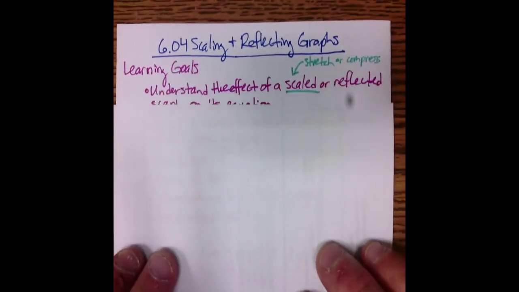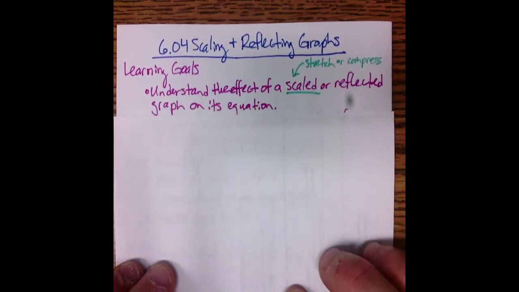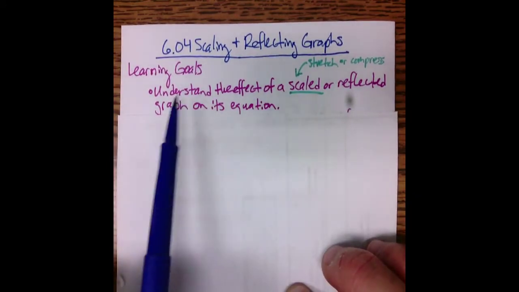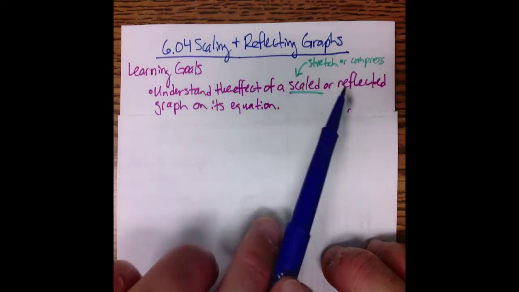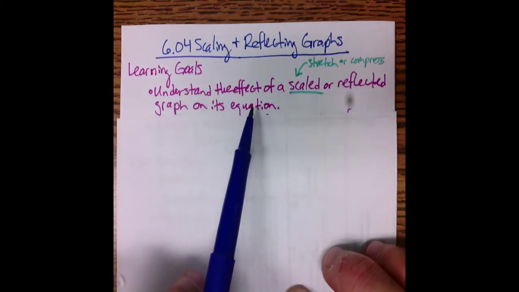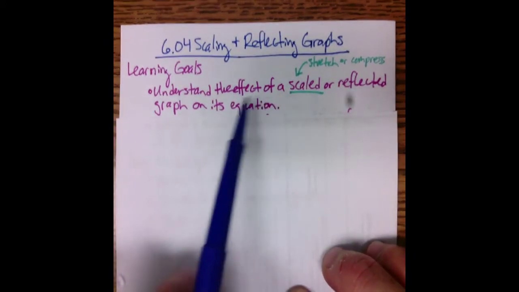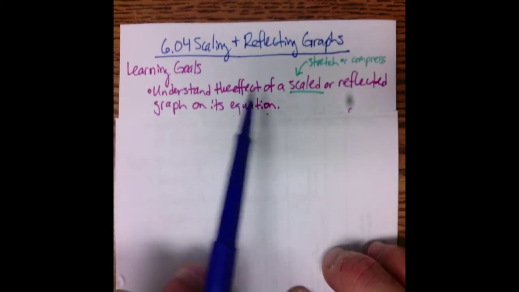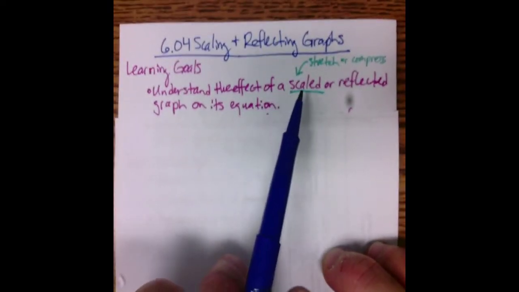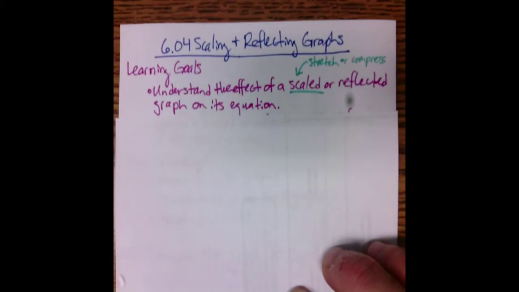Our learning goals for today are a couple more, very similar to the learning goals in the last lesson. Understanding the effect of a scaled or reflected graph on its equation. So we're basically comparing what the equation looks like to making sure we understand what effect it has if it's been scaled or reflected. Last time it was translated.